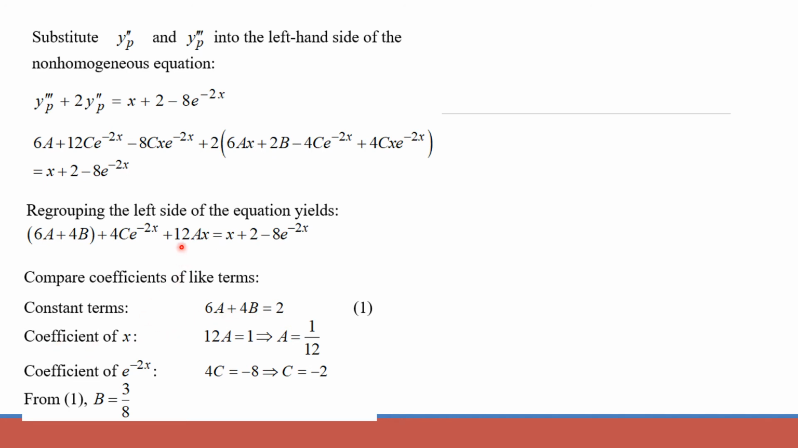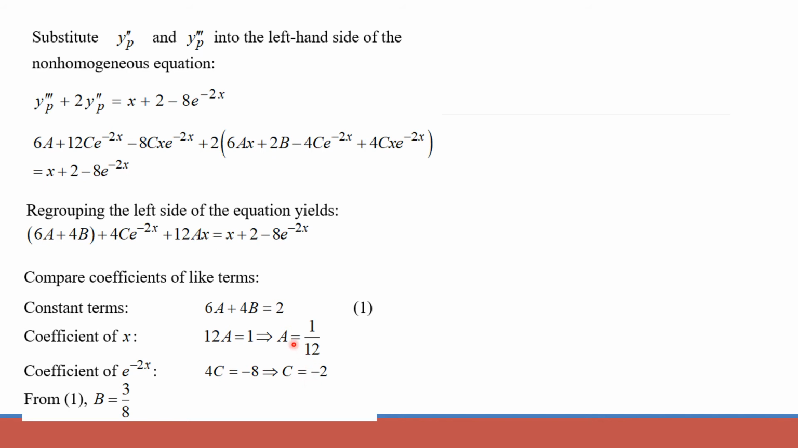Coefficient of x: this term contains the coefficient of x, 12a, and on the right side the coefficient of x is the number 1. Okay, 12a equals 1. So solving this equation we get a equals 1 over 12. Coefficient of e to the minus 2x: when you look at the left side, there's only one term involving e to the minus 2x, so the coefficient is 4c. On the right side, there is a term involving e to the minus 2x, and the coefficient of this is negative 8. So 4c is negative 8, therefore c equals negative 2.